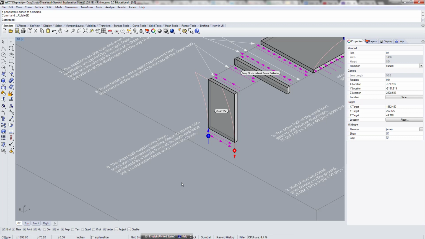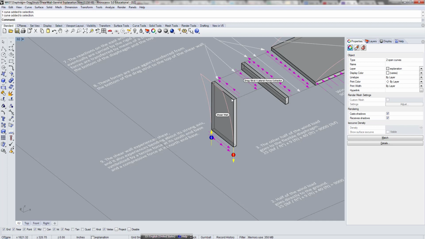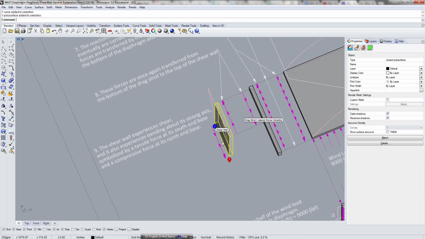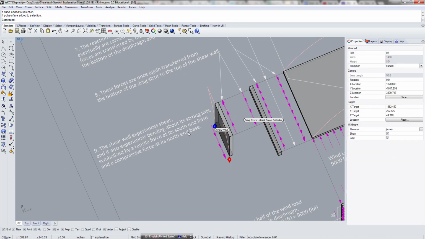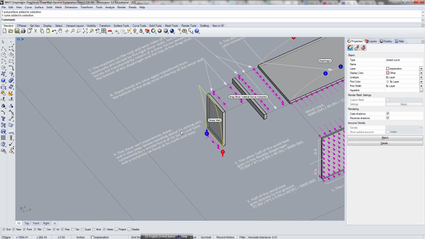As a result, when those two balance each other, this wall doesn't rotate. That's basically what it's trying to do. So the moment between these two forces and the moment by this one onto this wall need to be equal, assuming that the building is not moving, which is what you want. So anyway, the shear wall experiences shear, and it also experiences bending about its strong axis, symbolized by a tensile force at its south end base and a compressive force at its north end base. But what I just said was basically a reiteration of that.